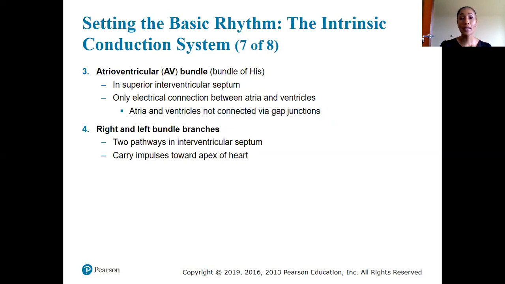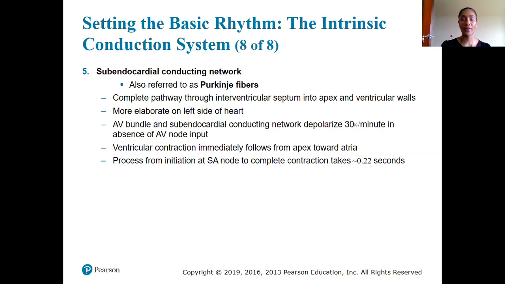It's the only electrical connection between the atria and the ventricles. And then from the AV bundle, we're going to send that impulse to the right and left bundle branches. And it's going to be two pathways that are found in the interventricular septum, and it will carry impulses toward the apex of the heart, or that tip of the heart.